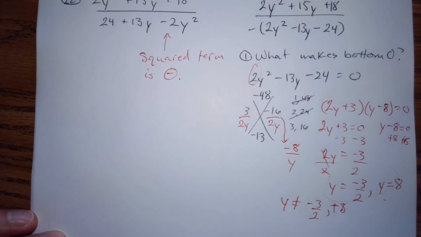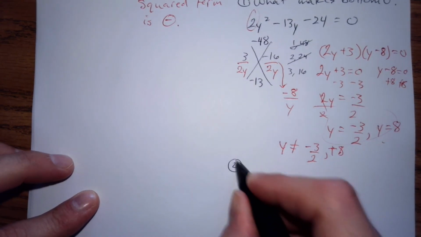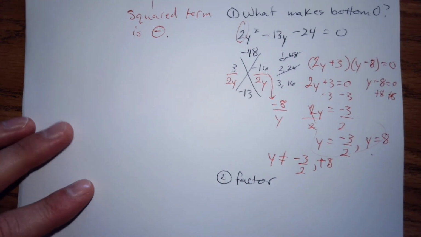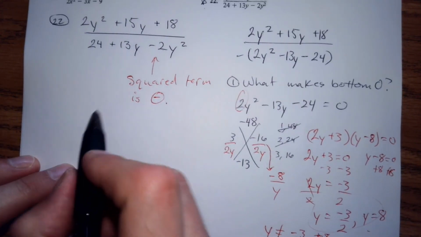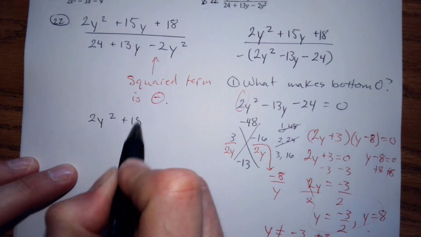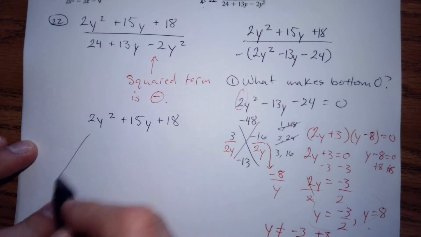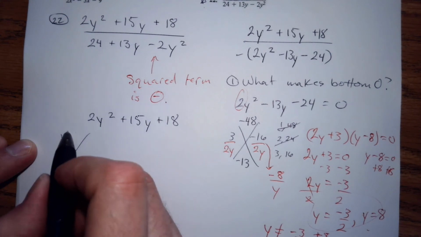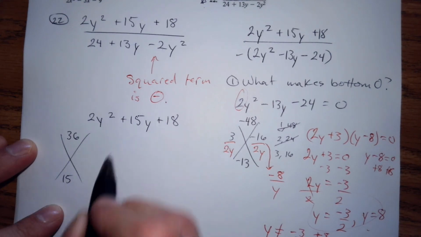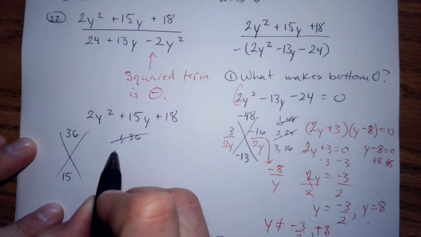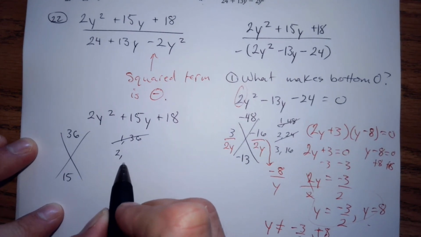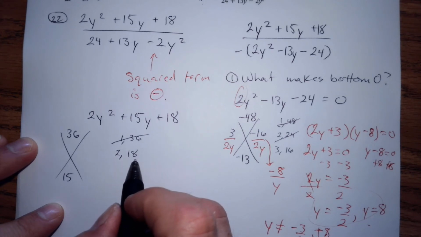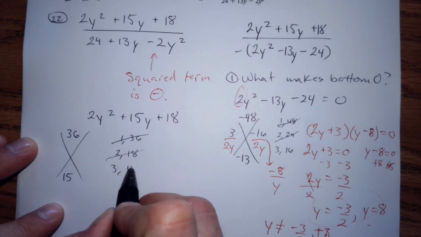That was the first step. The second step is to factor. We already factored the bottom, so let's factor the top now. In the top, again, it's super x. 2 times 18 is 36. 15 in the bottom. That doesn't work. 18, 17, 16. 3 and 12, there we go.